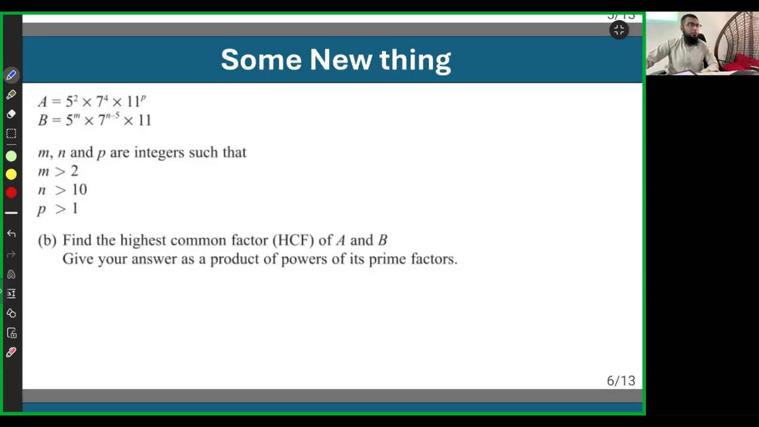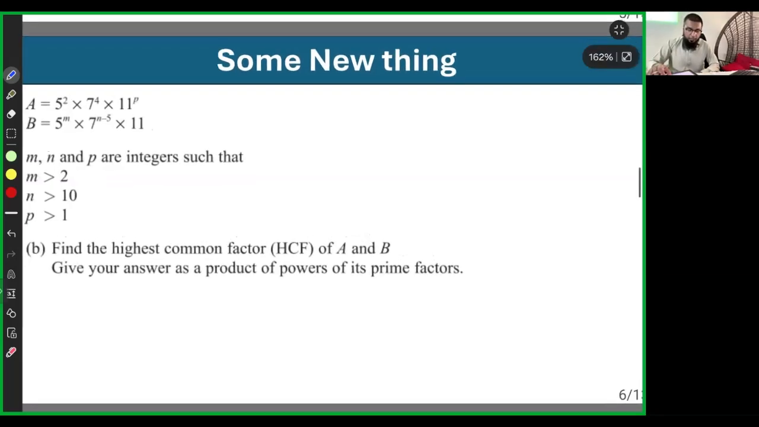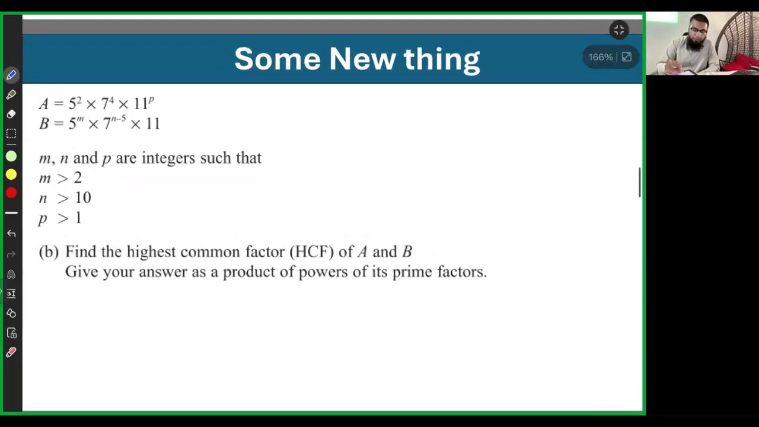Okay, now shifting to another new thing, now they'll use inequalities. They are making things more difficult for you. We are having A and B. You can see that you're having 5 squared, 7^4, and 11 raised to the power P. Now P is a variable, and a variable can take any value. Got it? In B, you're having 5 raised to the power M, another variable, 7^(n minus 5), another variable. So we are having P, M, and N, 3 unknown variables. Got it?